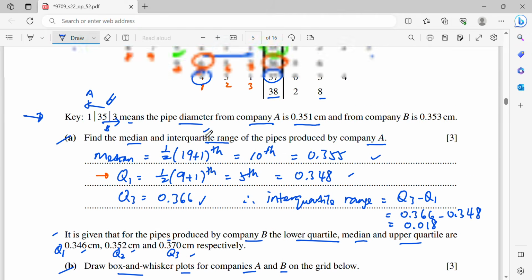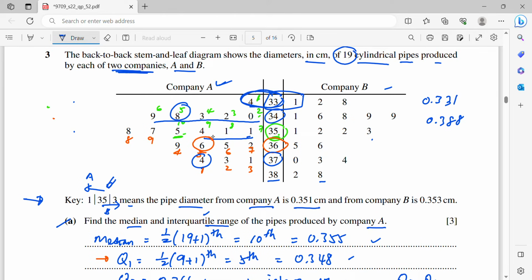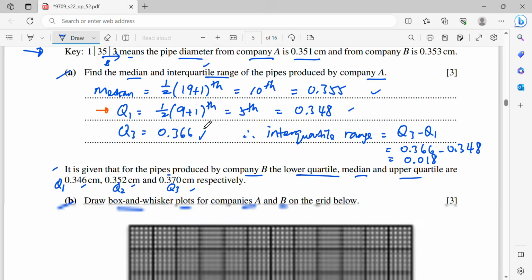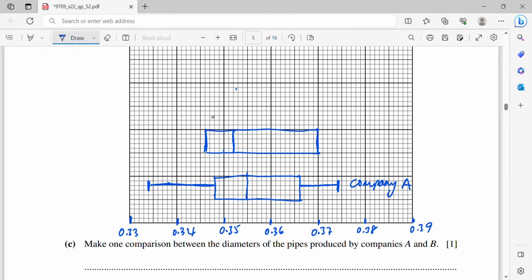Okay, then check the minimum value from B, 331, maximum is 388. Right, 331, so 331 is over here. Another one is 388, so 388 is here. Okay, so now just draw a line to connect the box plot. Alright, so this is my company B. Okay, so that's all for the box and whisker plots for companies A and B.